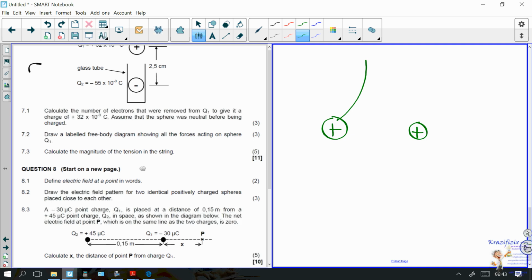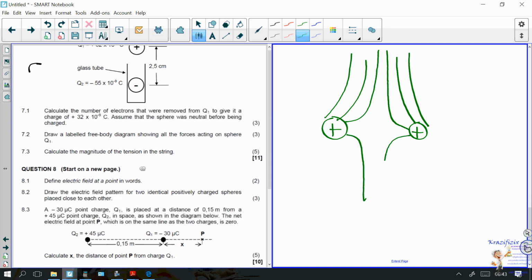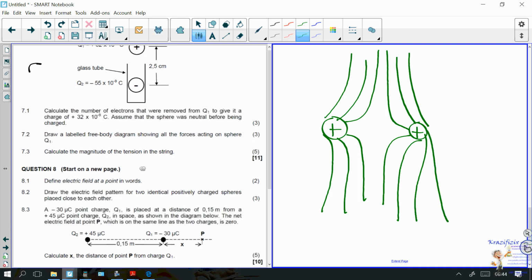We did this in our first video. Remember, these lines must not touch each other. And because they're identical, I'm trying to draw them the same way. I have two there now that I've added. Okay, these lines must not touch, remember.